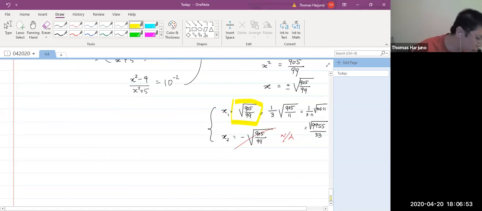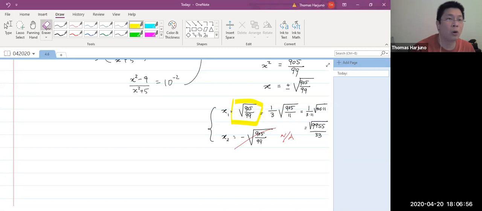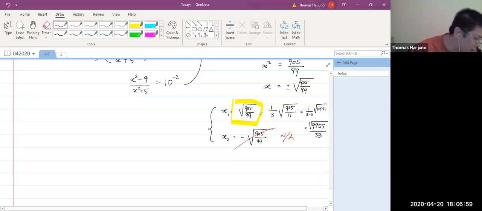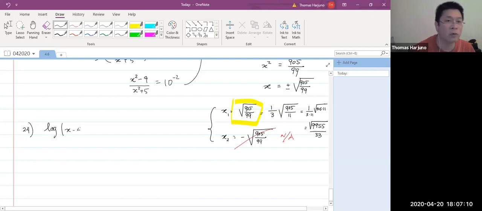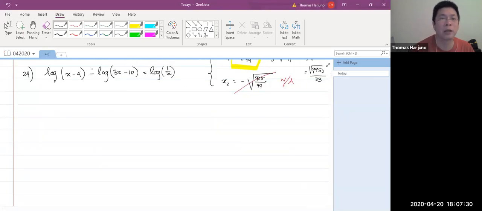Let's do one more problem in which all logs. Let's say, for example, I ask you to do number 24. Number 24: log of x minus 4 minus log of 3x minus 10 equals log of 1 over x. Now, I want you to do this, but I give you the plan. The plan is you will combine this into a single log.